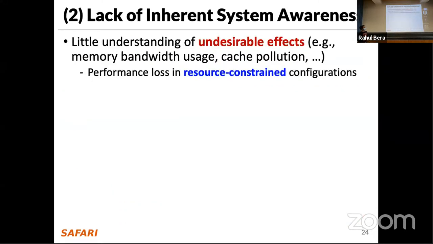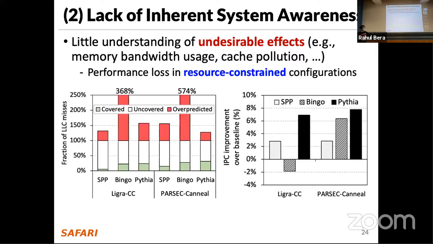The second key shortcoming that we understand is that most prefetchers have very little understanding of their undesirable effects on the system, for example, memory bandwidth usage or cache pollution. As a result, they often lose performance improvement in resource-constrained configurations. So let me give you another example here. I know this slide is kind of busy. What we are trying to show here is the following.